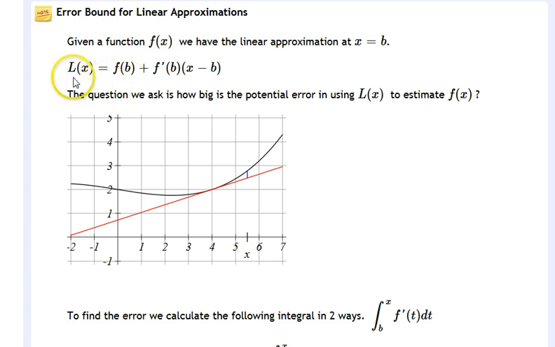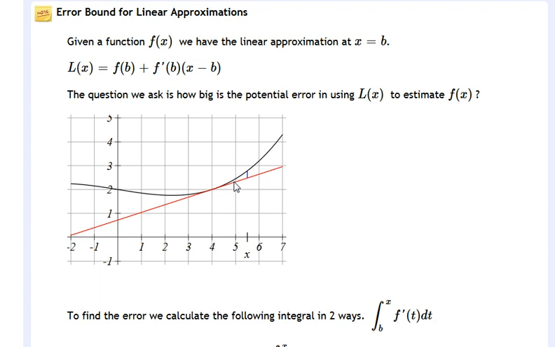So the linear approximation L of x is the function value at b plus the derivative at b times x minus b. So the function is the black curve, and the linear approximation, in this case done at x equals 4, is the tangent line. So when we say the error, that is, if I plug in something other than 4, the linear approximation is probably not going to give me the same value as the actual function.